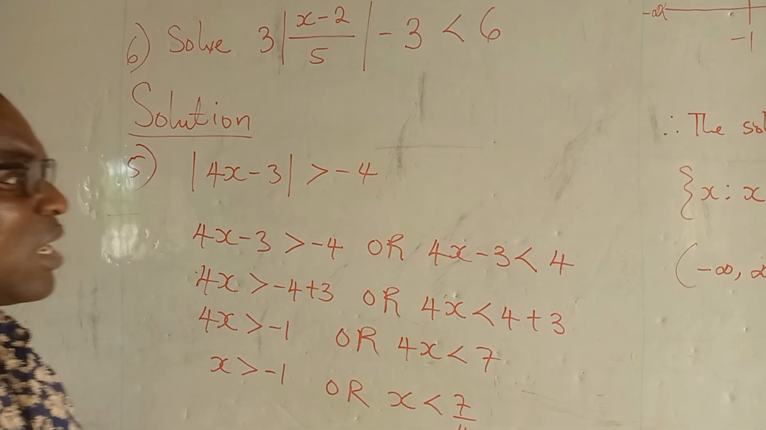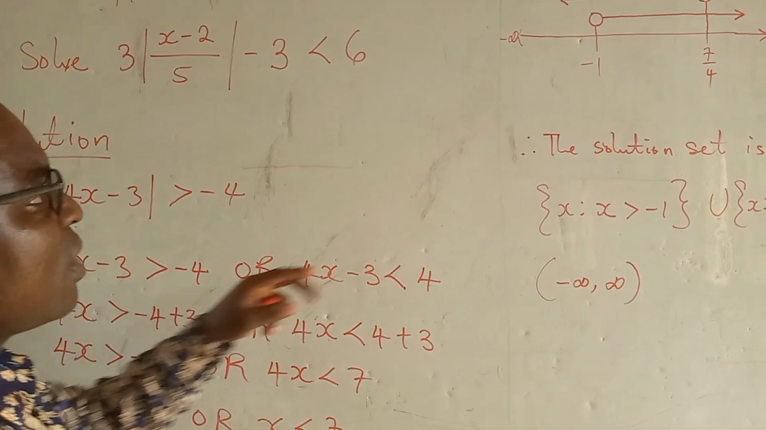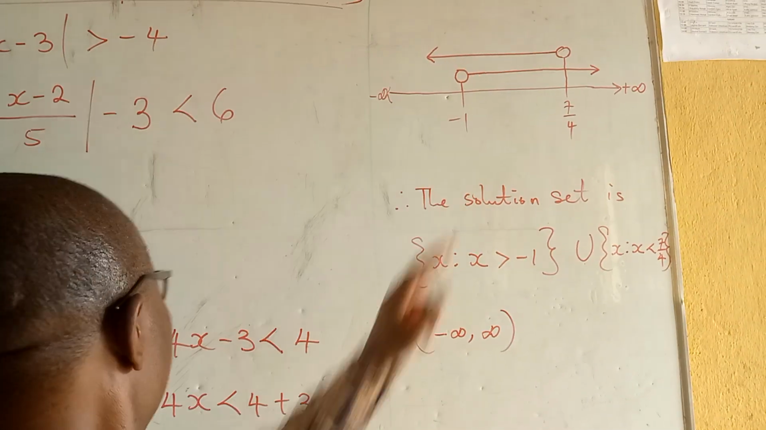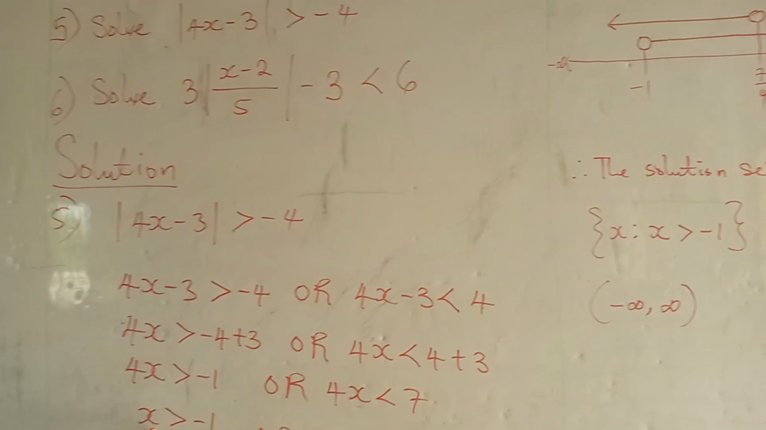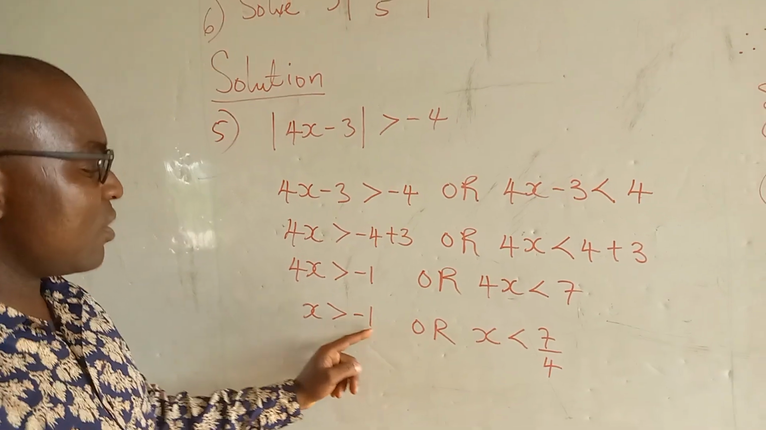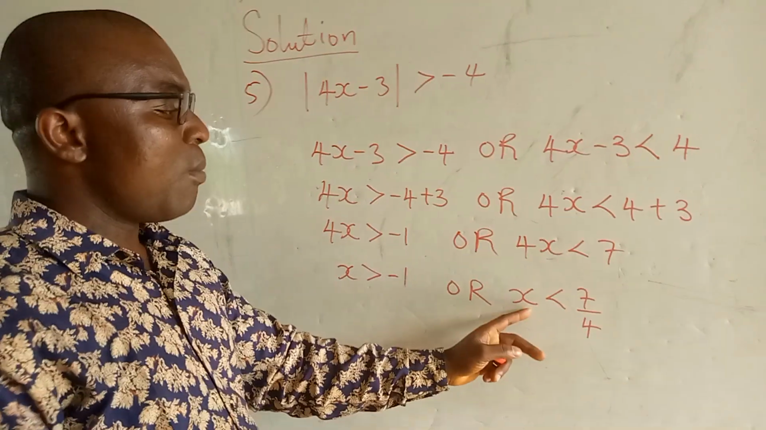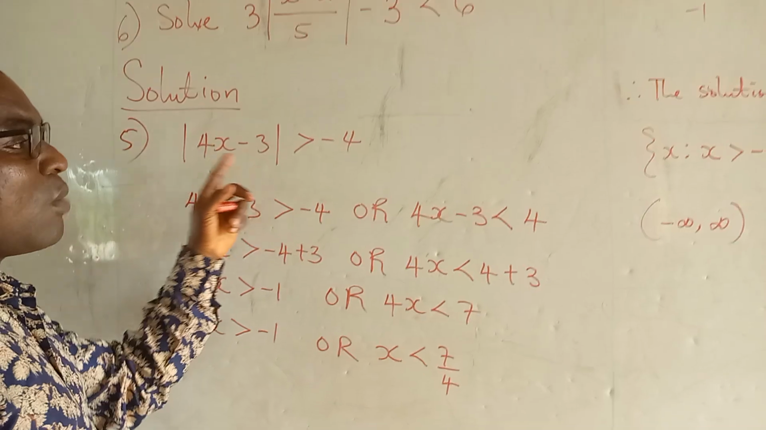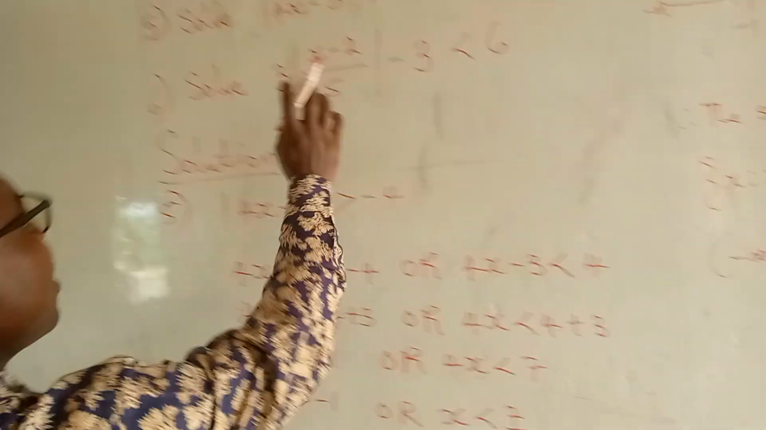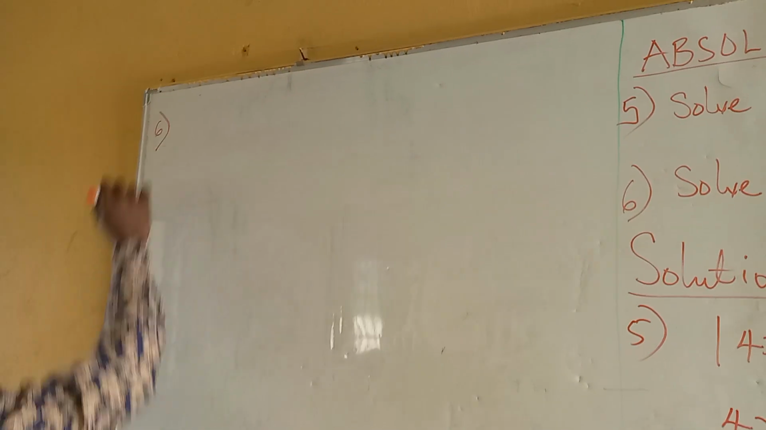We can test with a number like 5. You put 5 here. Why 5? Because if you say x is greater than negative 1, 5 is part of it. So any number you pick that is greater than negative 1, put it here. This statement will be true. Any number that you pick that is less than 7 over 4, put it here. The statement will also be true. So quickly, let's look at question number 6. Go back to question number 6.